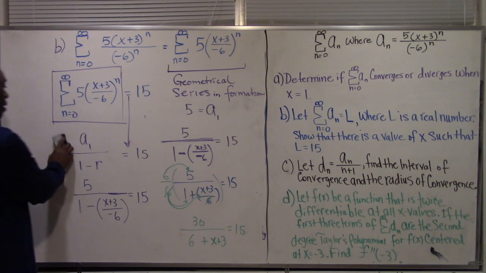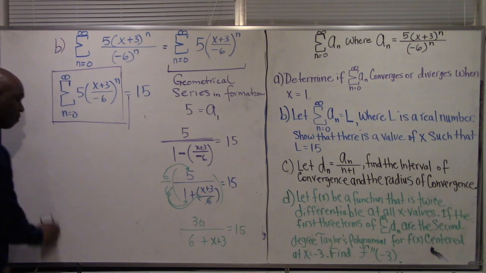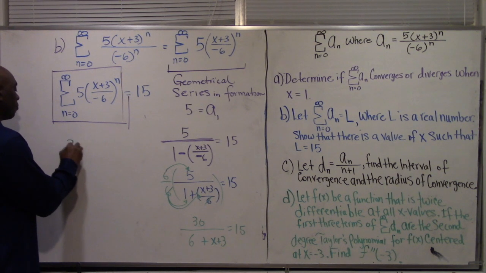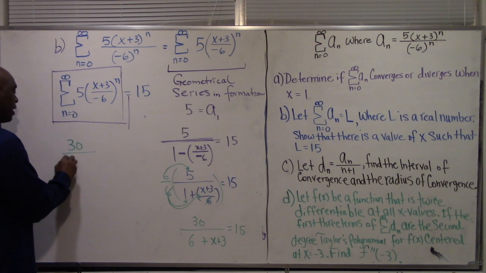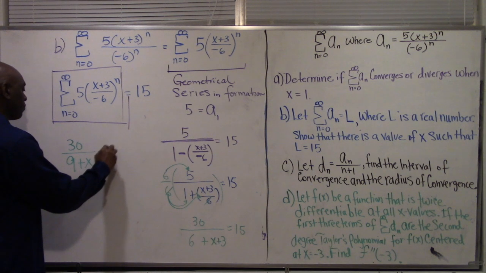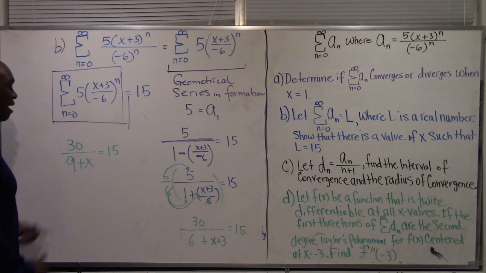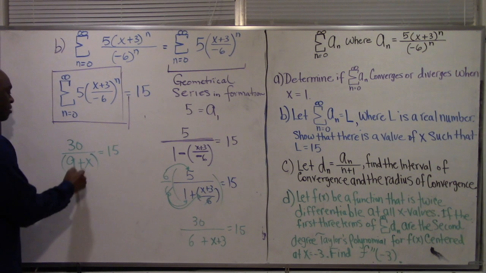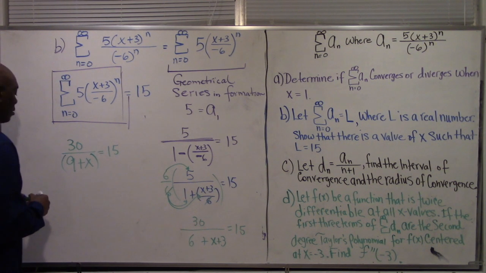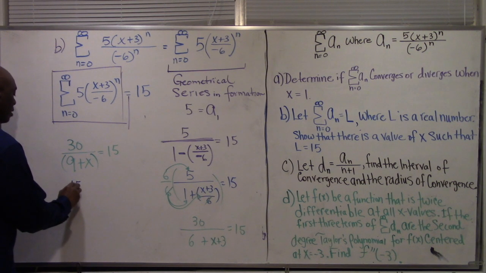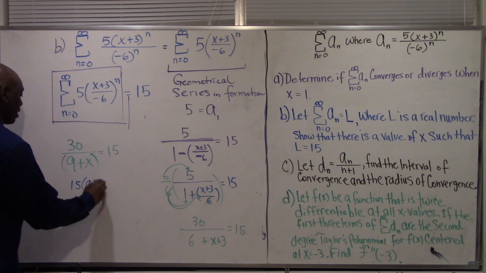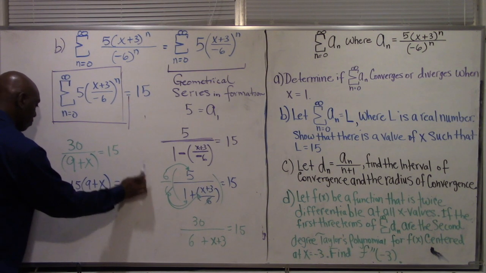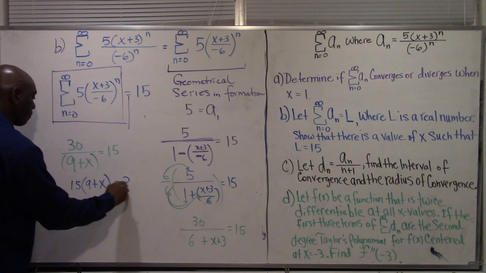Alright? We're getting there. And so now I'm going to have 30 over 9 plus x equals 15. Right? And now I'm going to cross multiply. I'm going to take 9 plus x times 15. So I have 15 times 9 plus x equals 30.